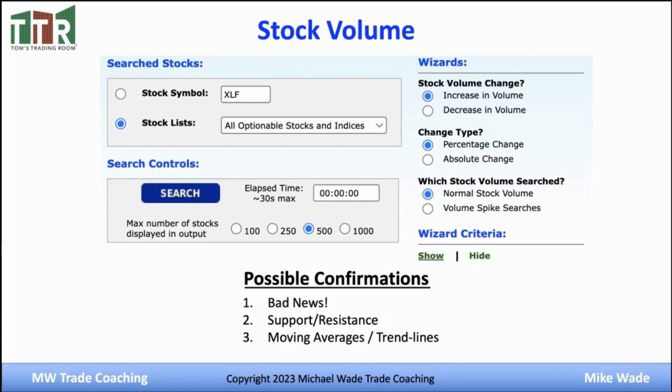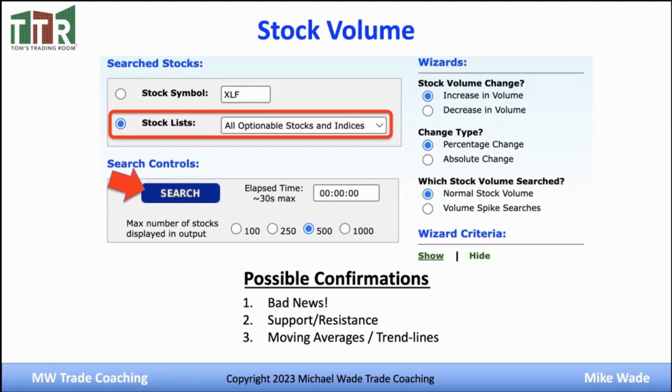The ranker is called stock volume. And here you can go after the entire universe if you like, all optionable stocks and indices. You could also, if you like, go after penny plus weeklies, which are tighter slippage, more expiration stocks. You hit search and then confirm the volume with bad news, support, resistance, and then look for breaches of support, which becomes resistance. Also consider moving averages and trend lines as those support and resistance levels. So that's what I wanted to show you.